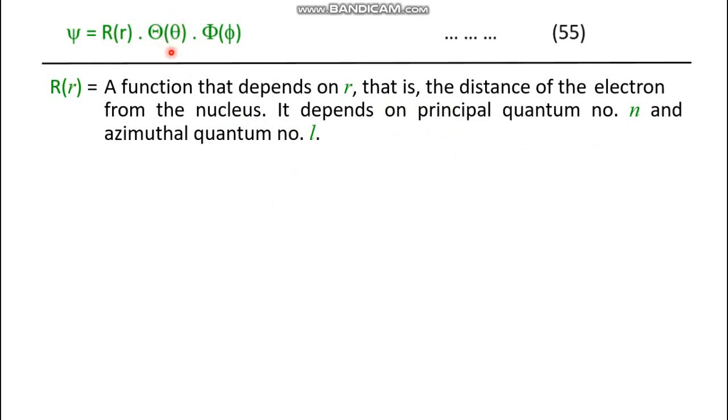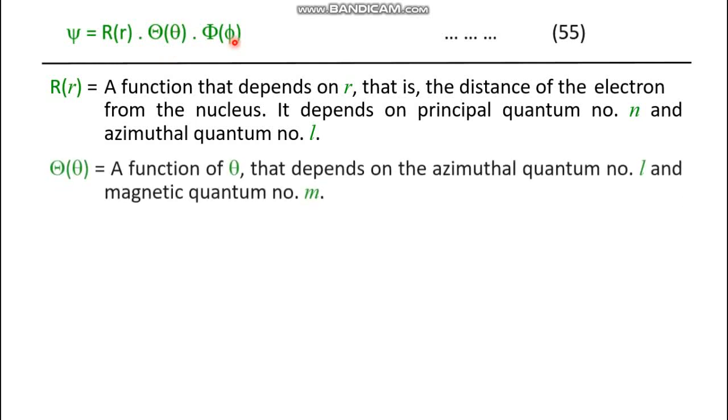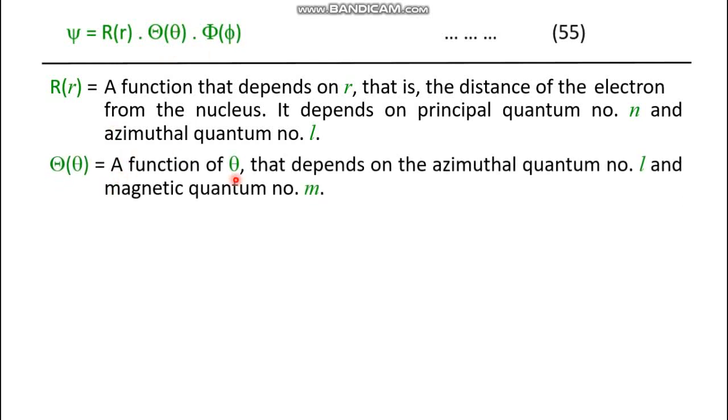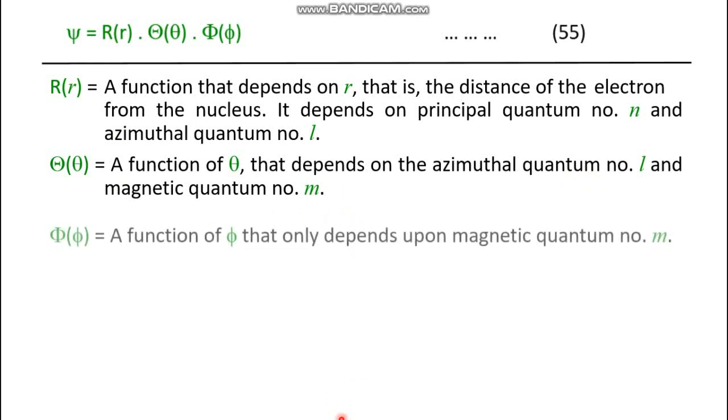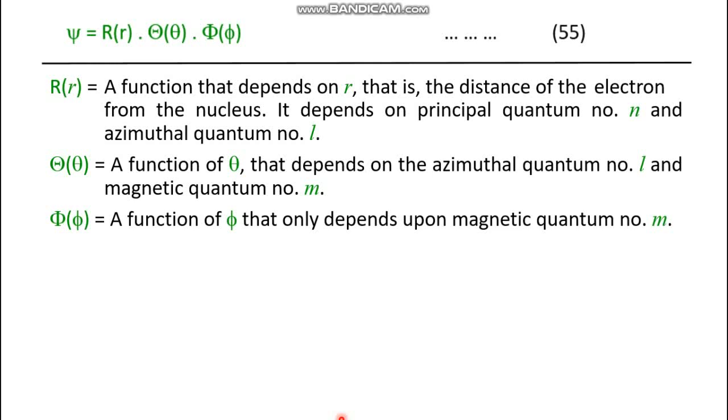While what about this theta function and the phi function? Let's see. Theta function is a function of theta, and it depends on these two quantum numbers: one is the azimuthal quantum number l, and another is the magnetic quantum number m. While phi only depends on the magnetic quantum number m. Therefore, r is dependent on n and l, while theta is dependent on l and m, and phi is dependent on m.